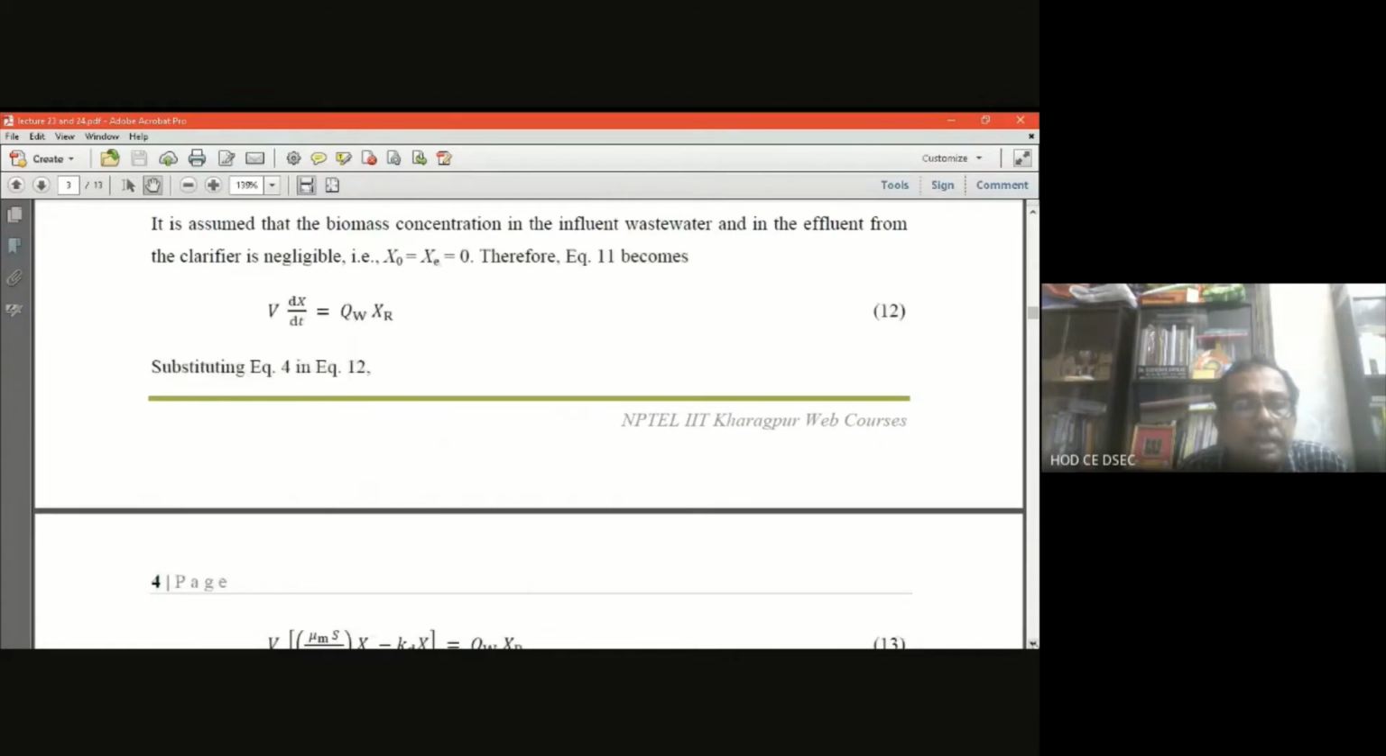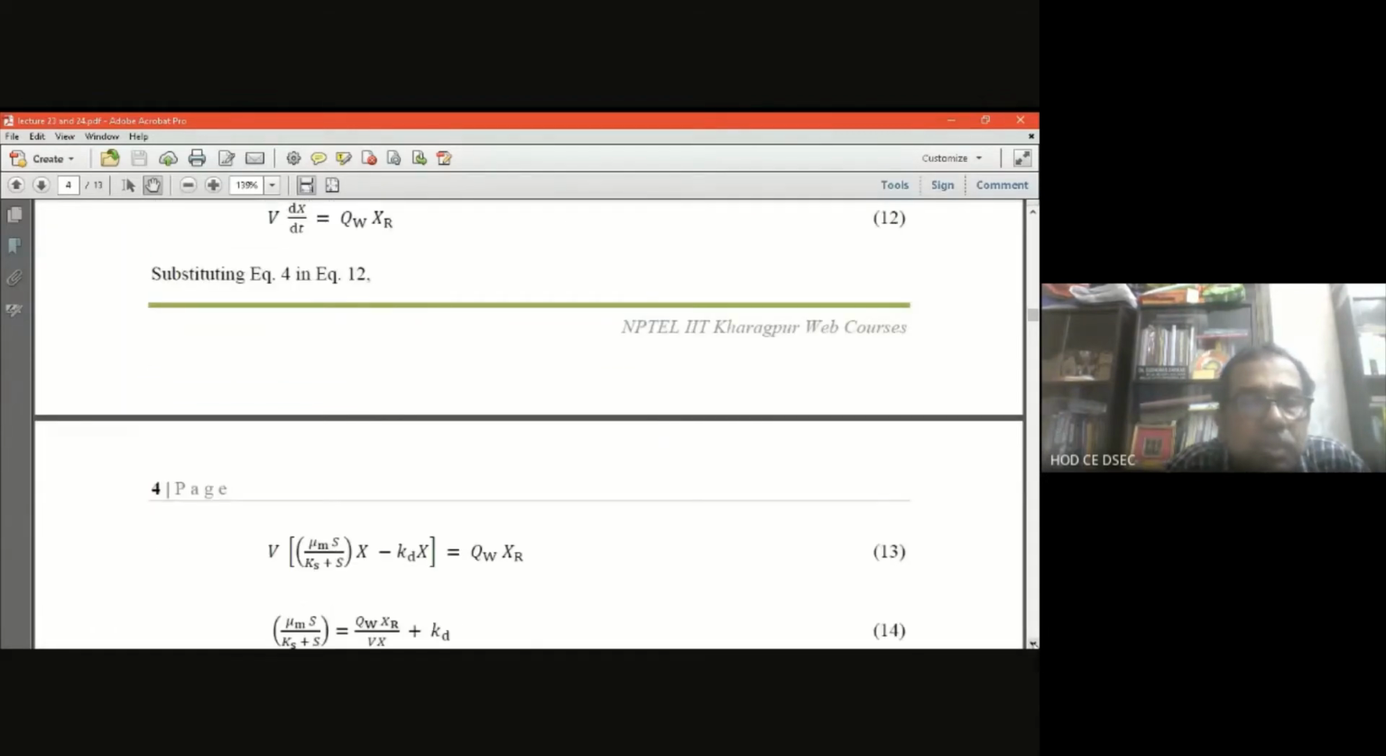Now, Monod kinetics I am using, that is QmS by (Ks plus S) into X minus Kd into X. So this is nothing but the dX/dt. When I am converting the Monod kinetics, dX/dt is written in this form. Qm is the rate of growth, S is the substrate concentration, Ks is the half velocity constant, X is the concentration of biomass.